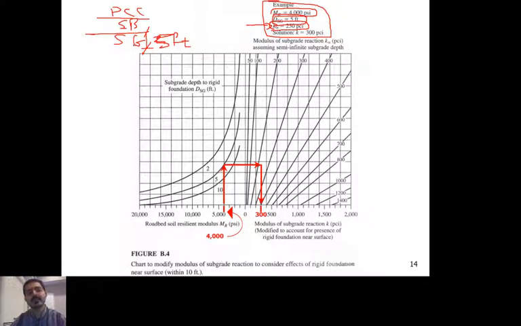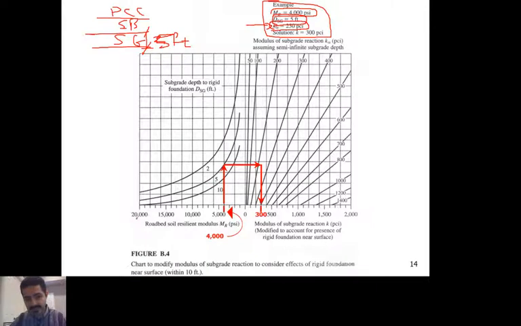So PCC, subbase, and subgrade. The K infinity came from step B. Assuming again we're done with step B, we have a K infinity equal to 230. Now we need to do a further correction because of having a shallow subgrade. So how can we do it?